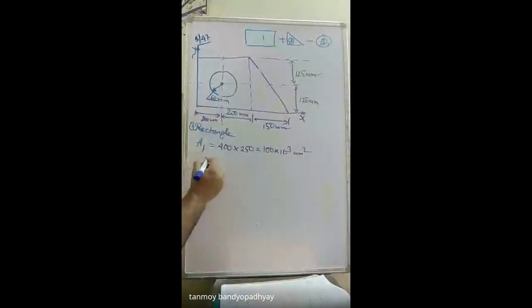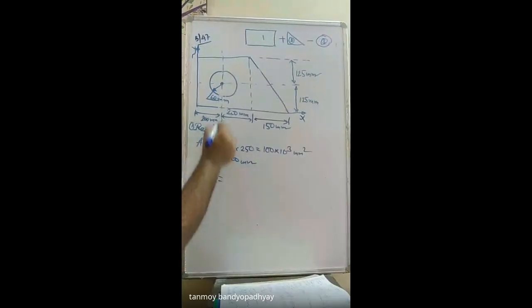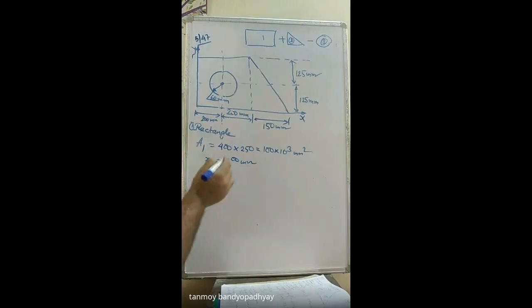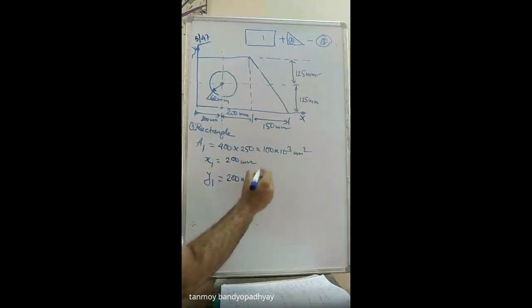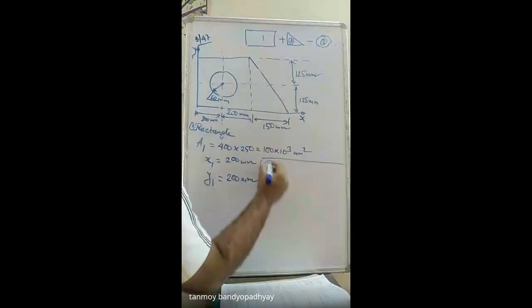What will be x1? x1 will be equal to 200 millimeter. What will be y1? The centers actually coincide. The center of the circle and the center of the rectangle are actually coinciding. So y1 will be equal to 200 millimeter itself. Okay. So next one is the triangle.